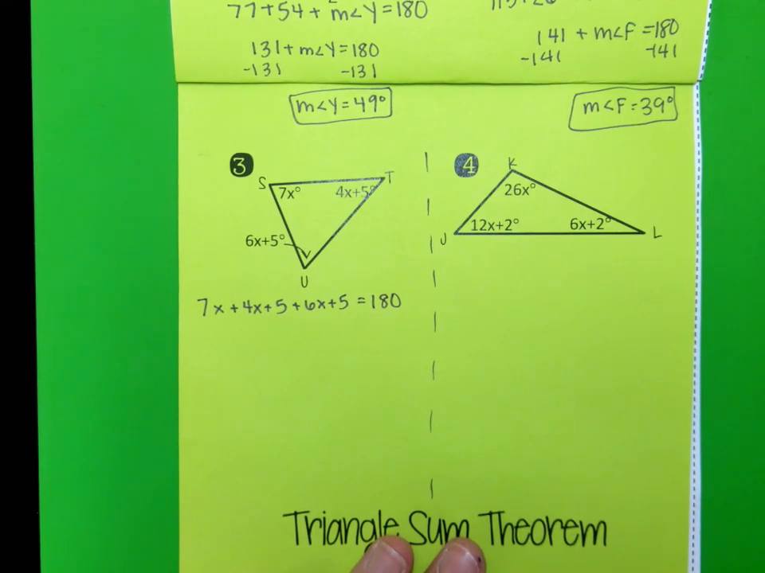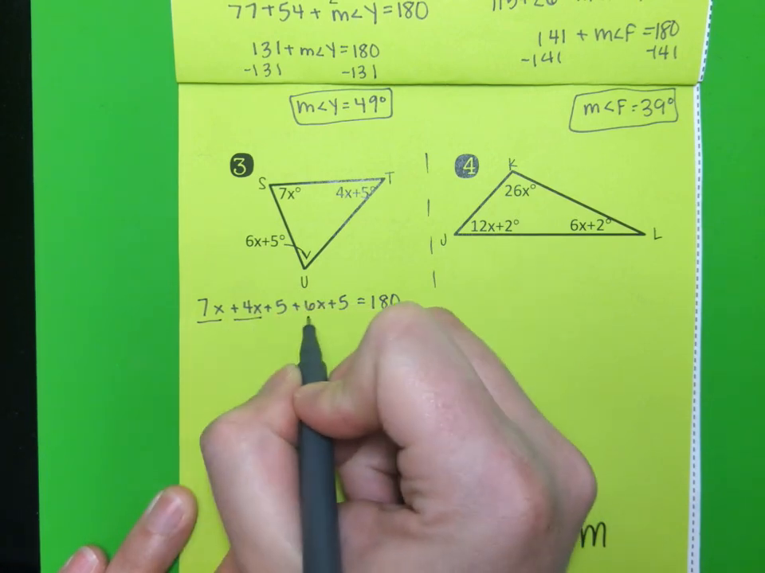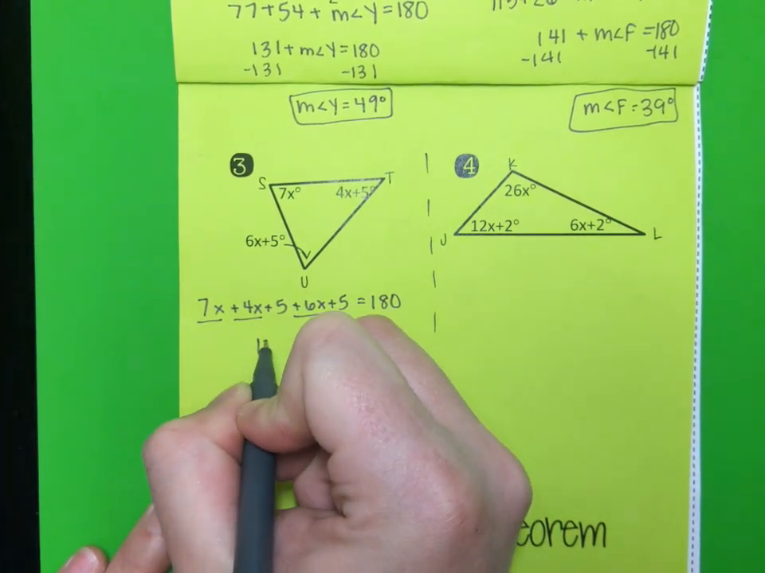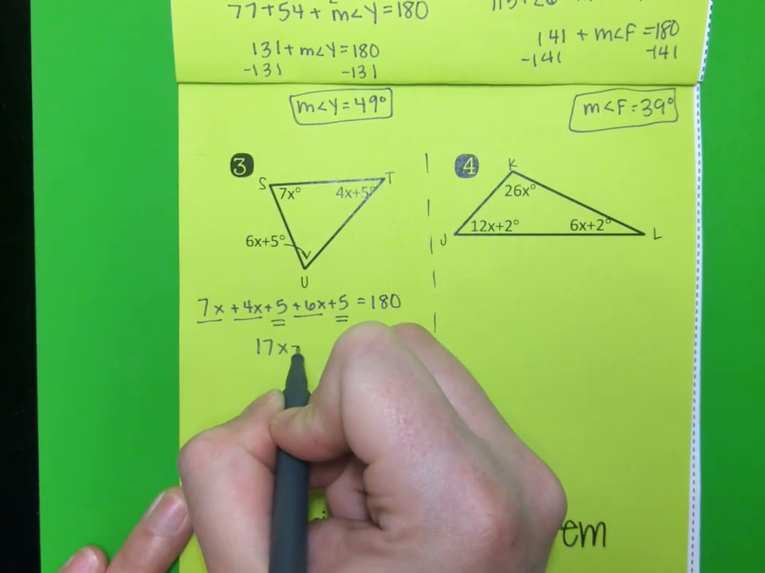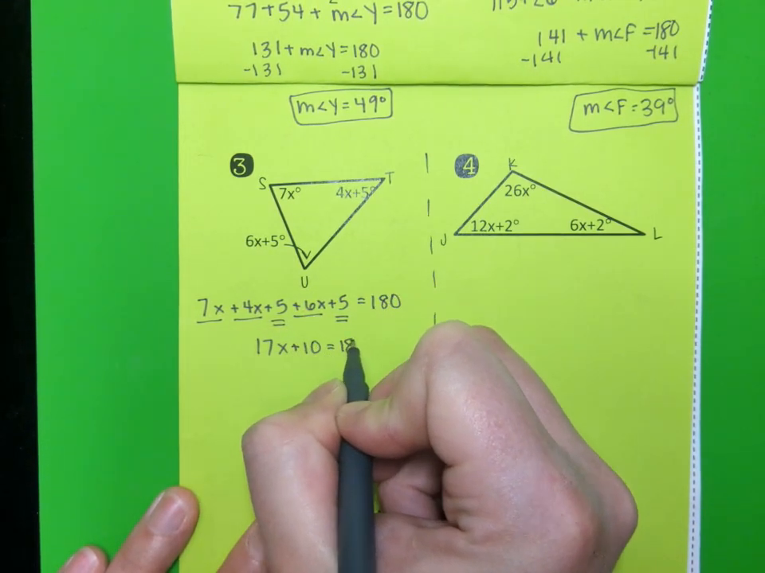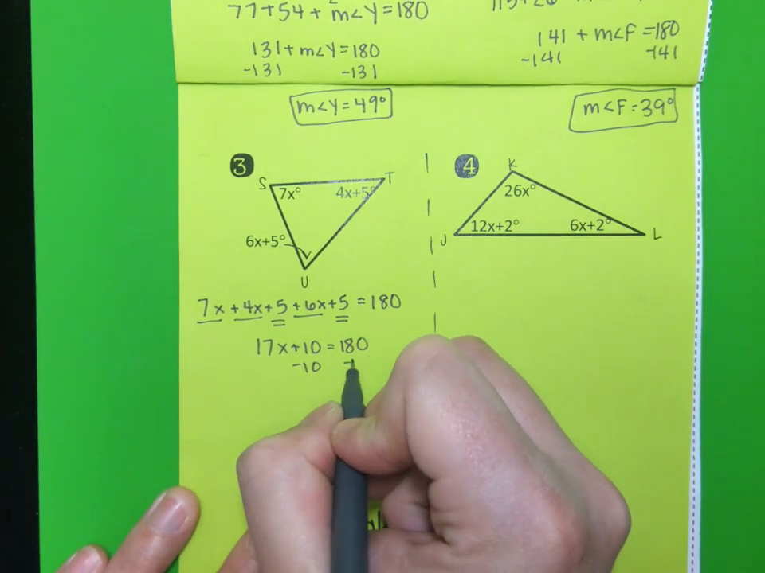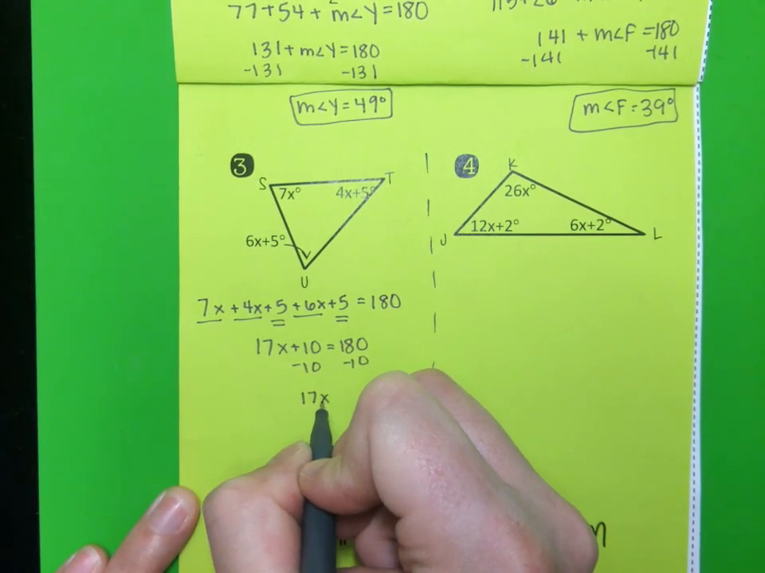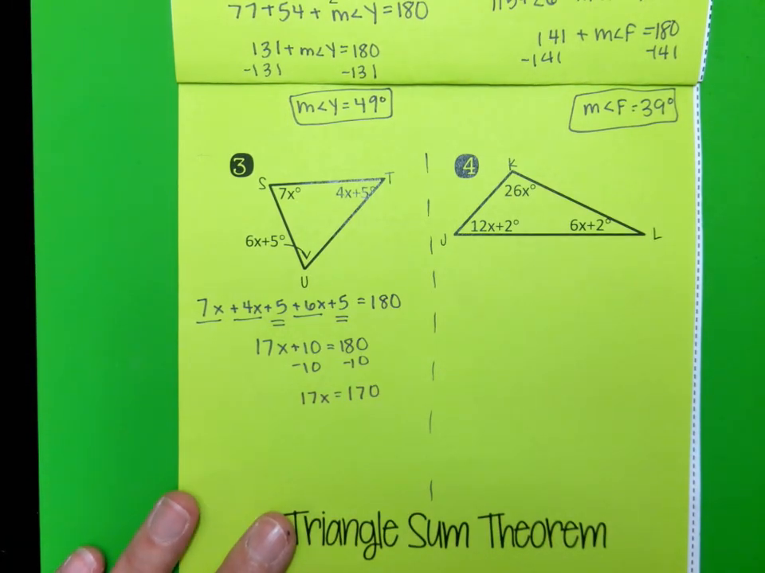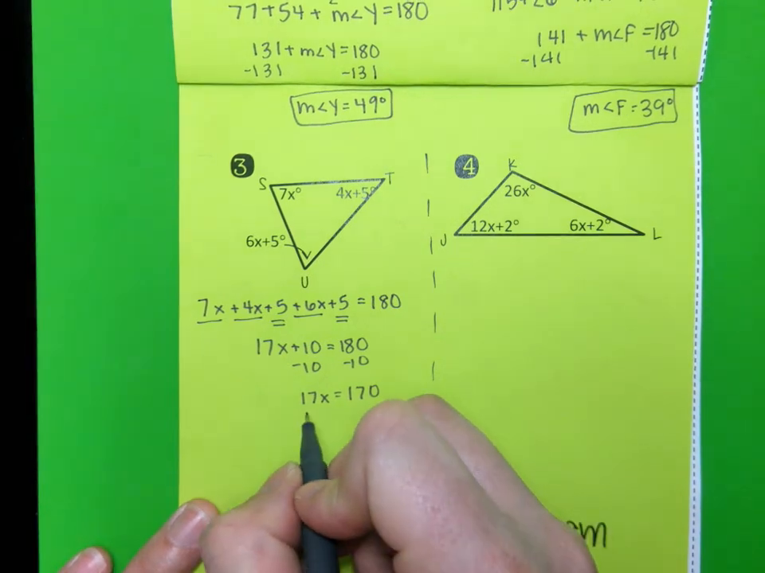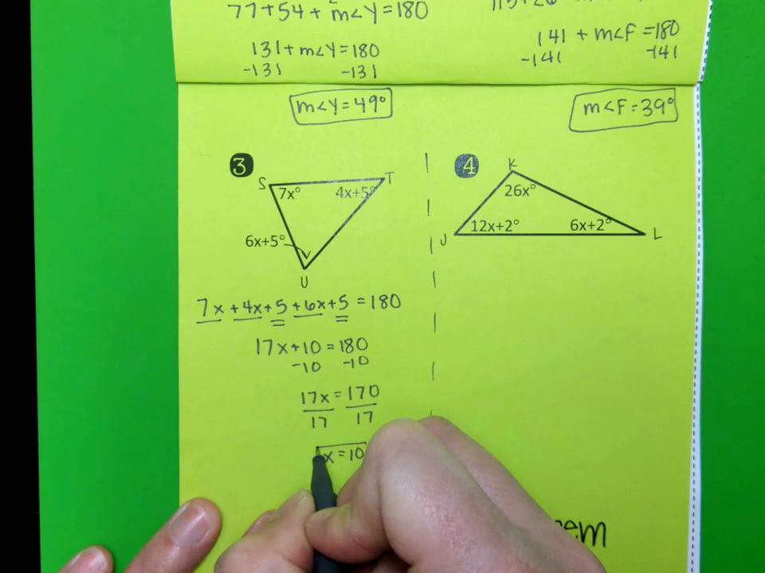You're going to combine your like terms now. So I've got a 7x, a 4x, and a 6x. That gives me 17x. I've got a 5 and another 5, which gives me 10. You're going to subtract 10 from both sides, and you get 17x equals 170. And then you divide by 17, and you get x equals 10.